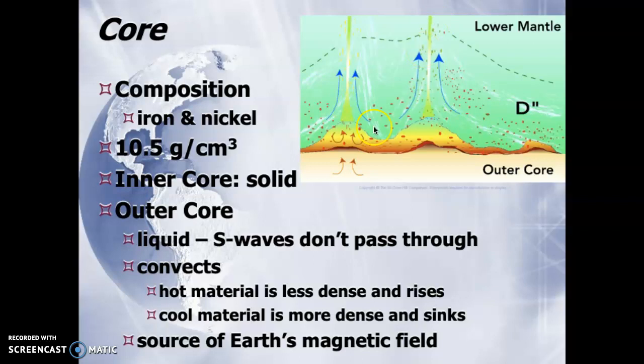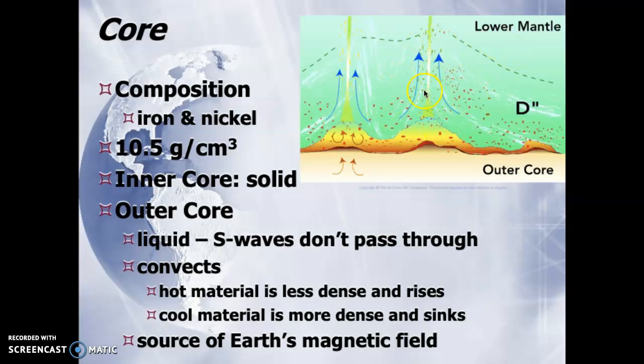of the outer core, where it gives off its heat to the lower mantle, and because it gives off its heat, it becomes cooler. That makes it more dense, and it sinks back down. That process is called convection.